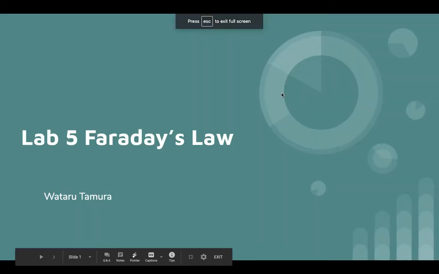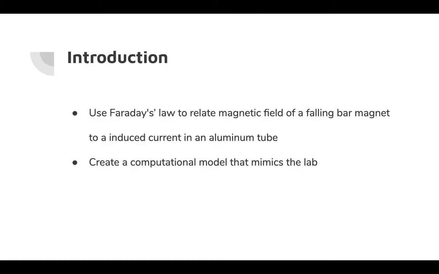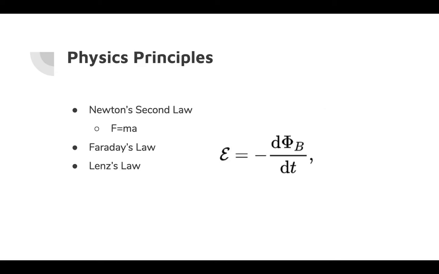Lab 5 Faraday's Law with Tamura. Introduction. We use Faraday's Law to relate the magnetic field of a falling bar magnet to an induced current in an aluminum tube. We create a computational model that mimics this lab. Some physics principles that we use in this lab are Newton's second law, Faraday's law, and Lenz's law.